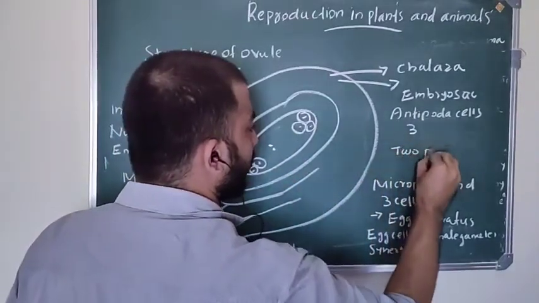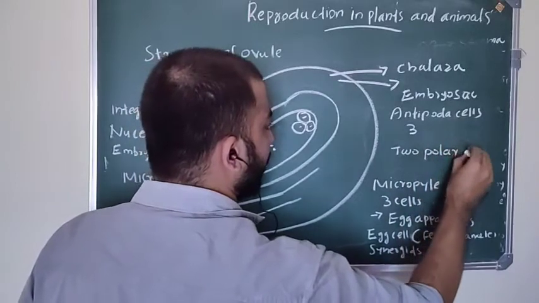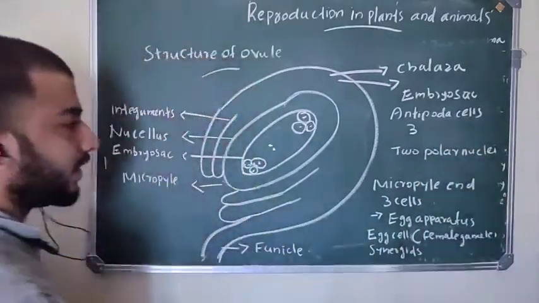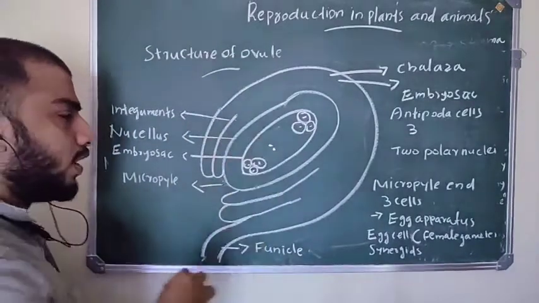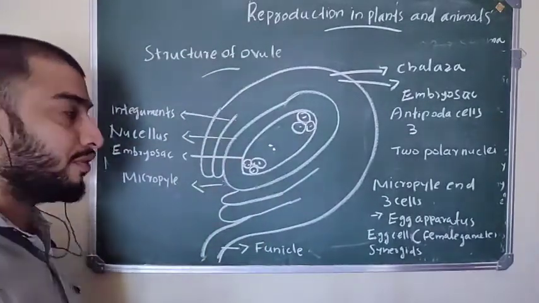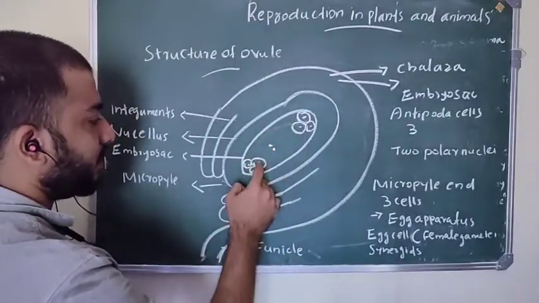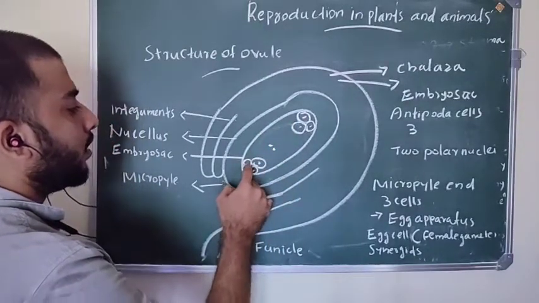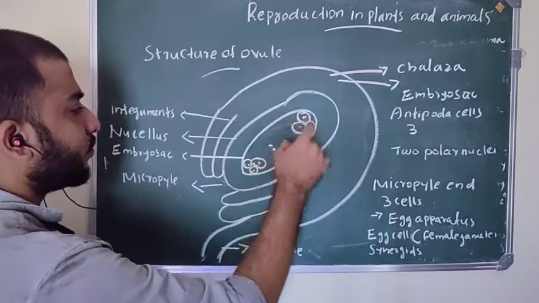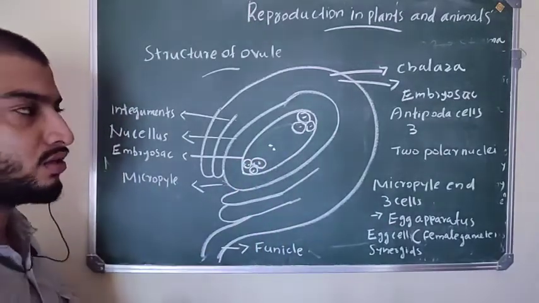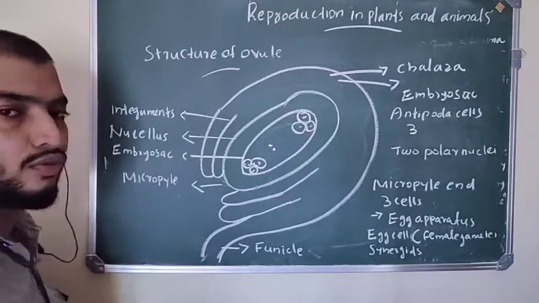Two polar nuclei. These 2 polar nuclei later become endosperm. We will study that. So in this cell, 2 nuclei. In this cell, 1. Total 8 nuclei present, 7 cells present. That is the embryo sac. So study the structure of the ovule.